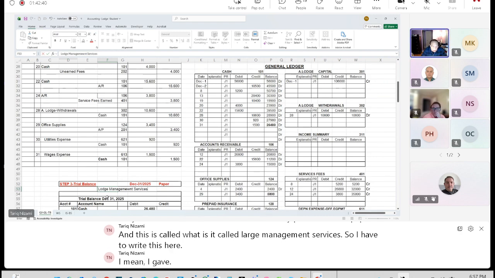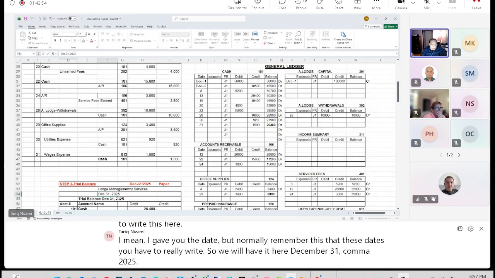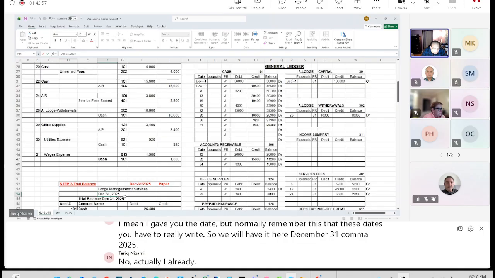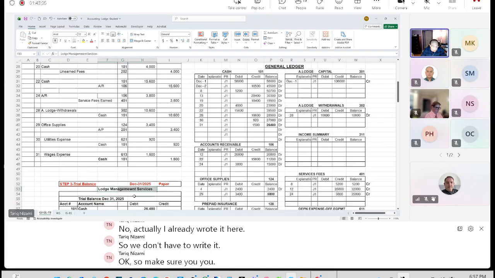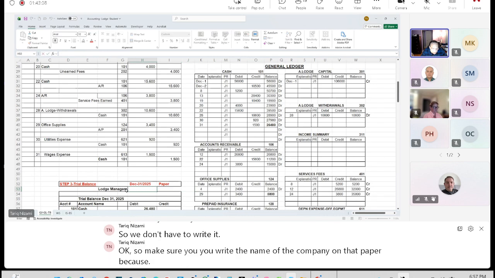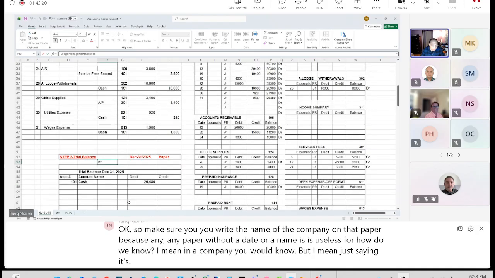I mean, I gave you the date, but normally, remember this, that these dates you have to really write. So we will have it here, December 31, 2025. Oh, actually, I already wrote it here, so we don't have to write it. Okay, so make sure you write the name of the company on that paper, because any paper without a date or a name is useless. For how do we know? I mean, in a company you would know, but it's just the procedure we have.